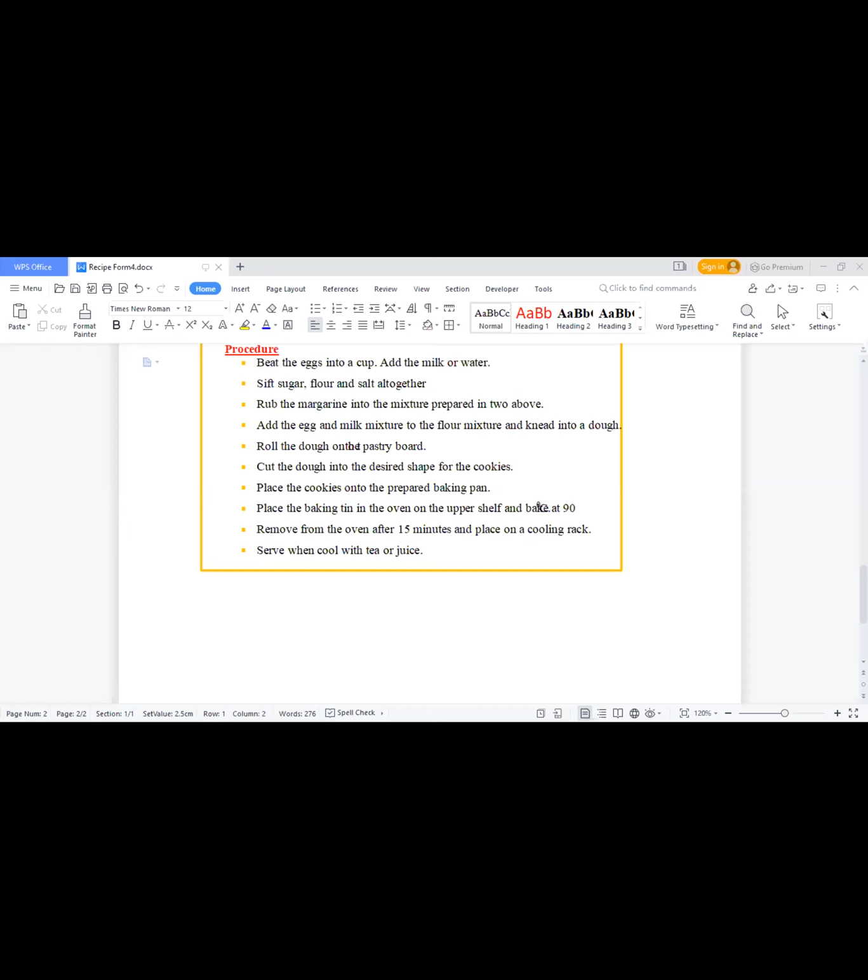Excuse me, madam. For example, in the third last point, when it's saying place the baking tin in the oven on the upper shelf and bake at 90, do you necessarily have to write degrees Celsius or degrees Fahrenheit, or is 90 enough? It's good for you to write the 90 degrees.